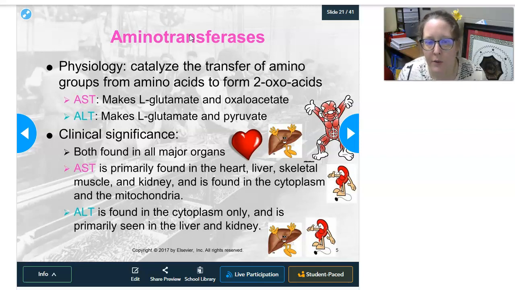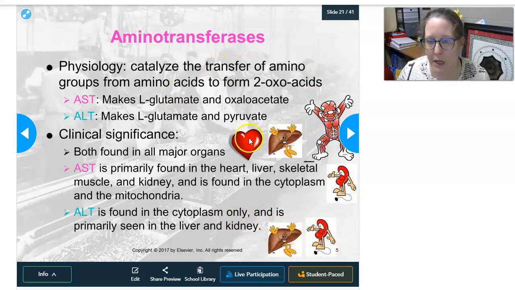And the clinical significance: both are found in all major organs, but AST is primarily found in the heart, liver, skeletal muscle, and kidney. So heart, liver, skeletal muscle, and kidney. Those are the richest, if you will, in AST. And you usually find it in the cellular cytoplasm and in the mitochondria in those locations. ALT is found in the cytoplasm only. It is not a mitochondrial enzyme. And it is primarily seen in the liver and in the kidney.